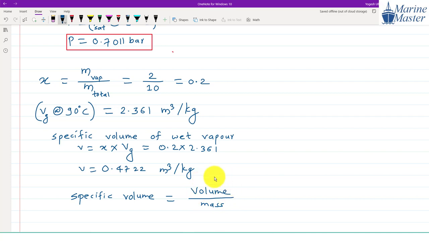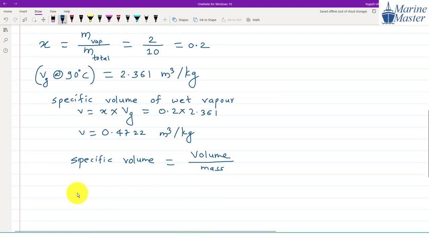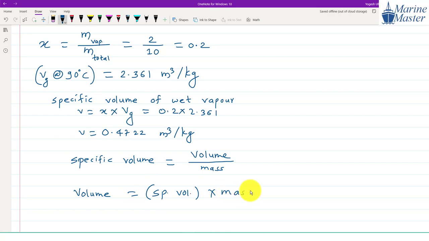Our target is to find out volume. So volume will be equal to specific volume multiplied by mass. Specific volume means small v. So capital V is equal to small v into m. How much specific volume did we get? 0.4722 multiplied by mass.